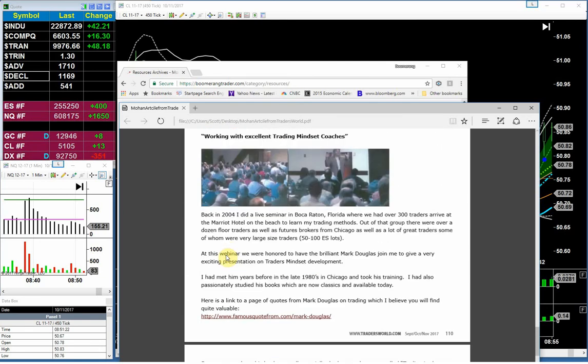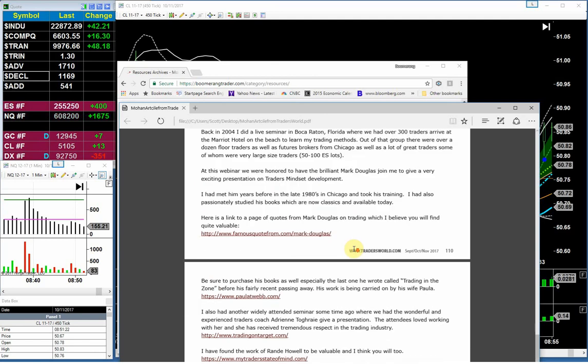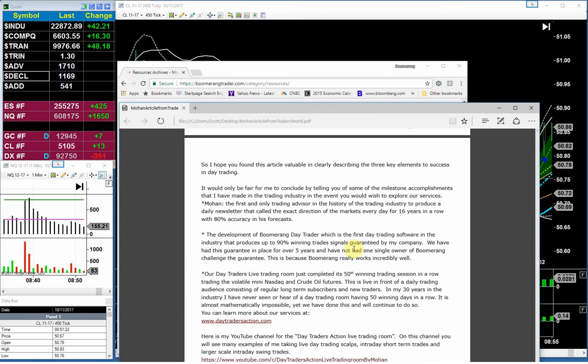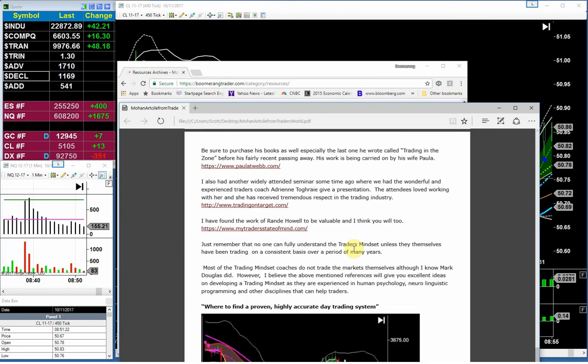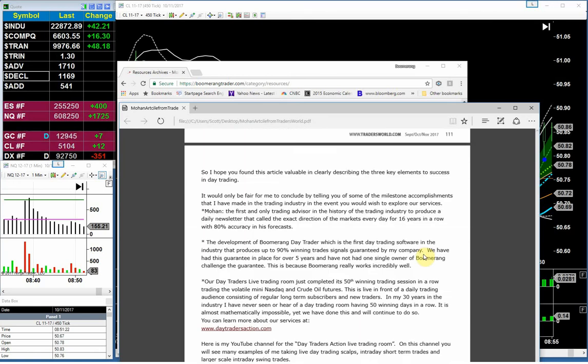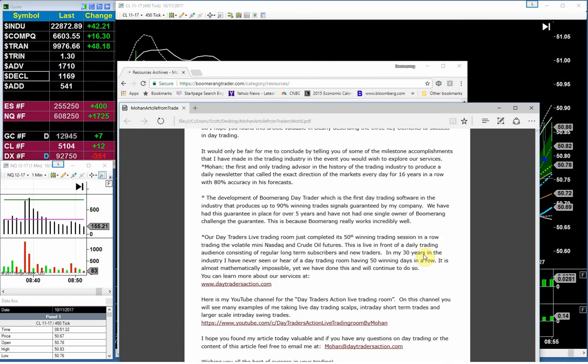Now, again, Mark Douglas joined me at this large seminar I had here in Boca Raton, Florida. He just knocked the traders out. He's since passed away, and we miss him dearly, but he was great. He came to my seminar. The traders just loved him. And we also had Adrienne Tograi come to our seminar too and give a presentation. It was a live seminar, and she came, and she was great too. Adrienne's very well known in the industry for her work in the trading mindset field.